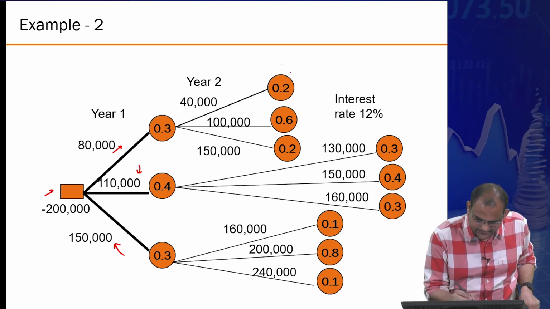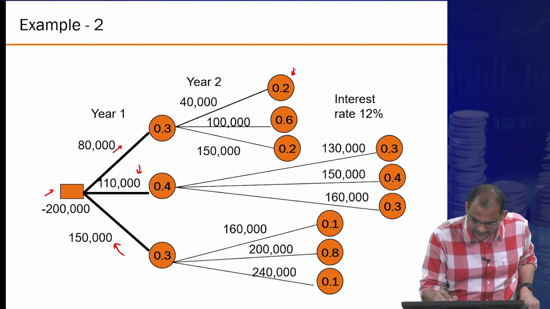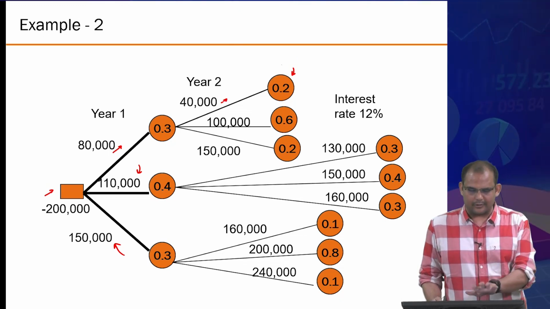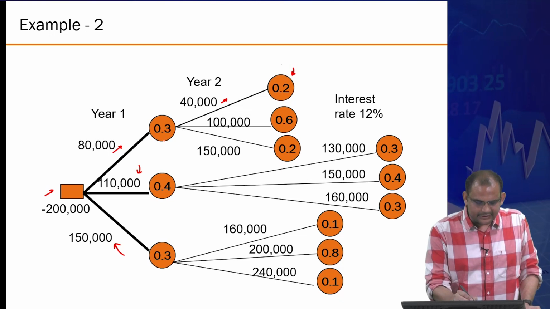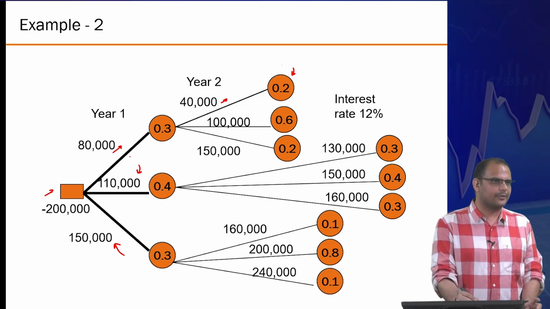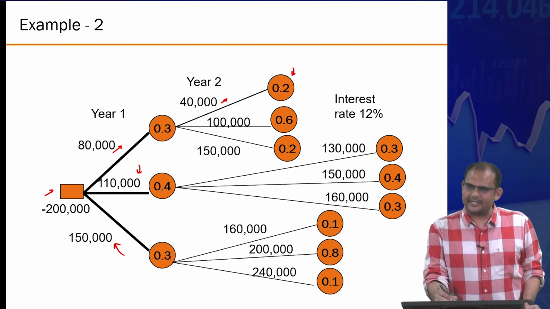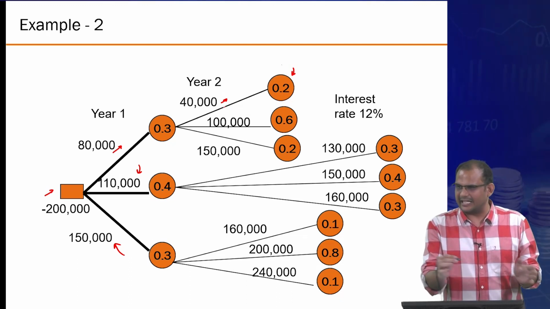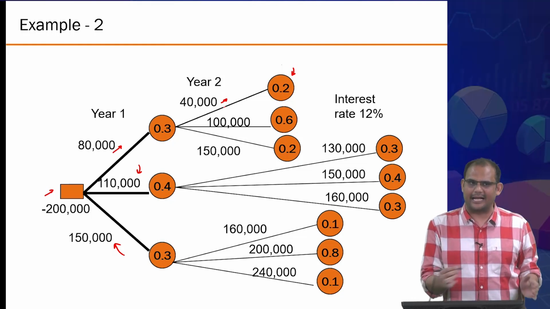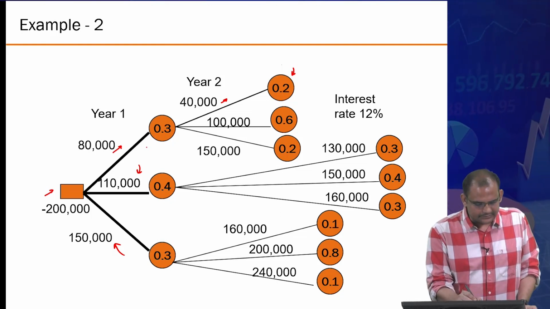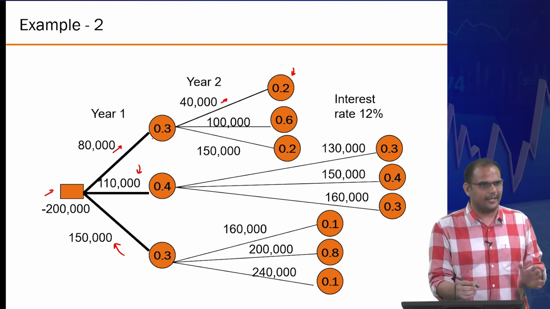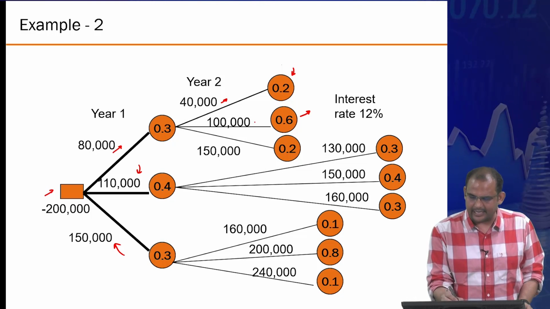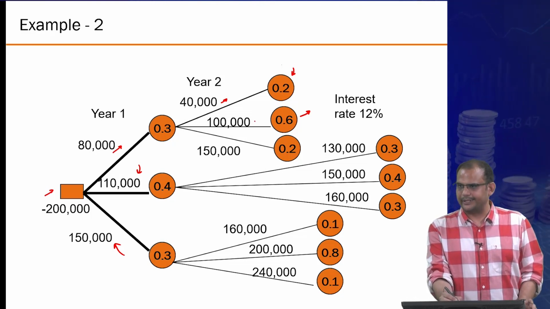Then for this node, there is a 20% chance that the cash flow in year 2 is 40,000 rupees. Now, how to read that? Given that year 1 cash flow is 80,000 rupees, there is a 20% chance that the cash flow in year 2 would be 40,000 rupees. Slightly longer sentence, but that's how you actually represent it. Given that in year 1 the cash flow was 80,000 rupees, there is a 60% chance that the cash flow in the second year would be 100,000 rupees, and so on and so forth.